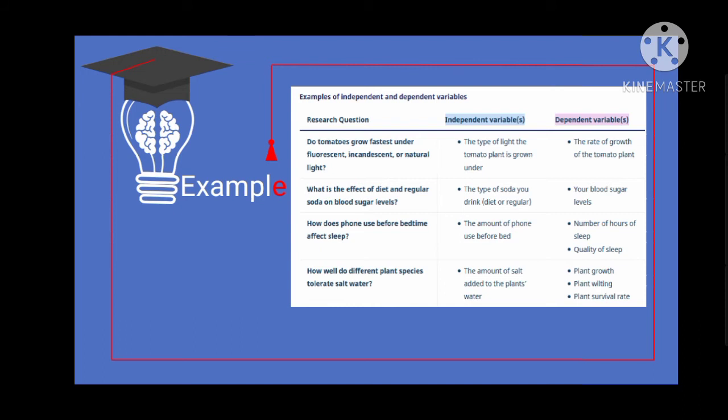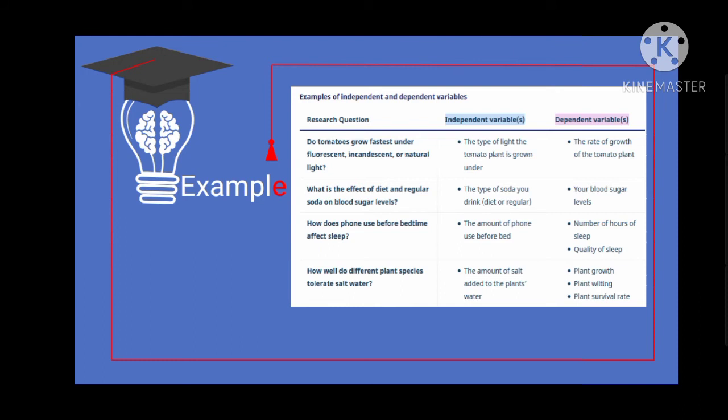Third one, how does phone use before bedtime affect sleep? The independent variable of this kind of research is the amount of phone use before bed. So the experimenter changes the amount of phone use before going to bed. The researchers are going to measure the result, which is the number of hours of sleep and also the quality of sleep.